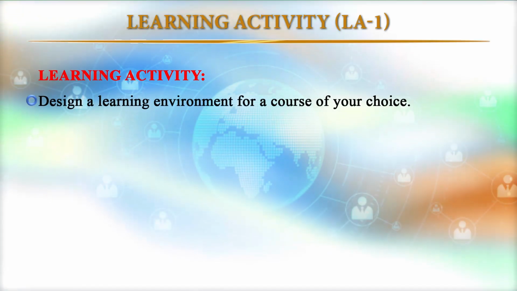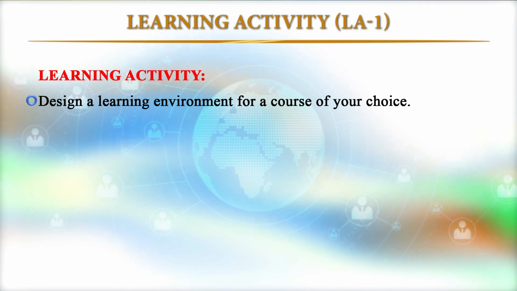In this video, we will see what the requirement of learning activity 1 is. Learning activity 1 talks about designing a learning environment for a course of your choice. The learners are asked to select any course of their own discipline. If they are in the discipline of education, they can select any one course from the education discipline, or if they belong to social science, they can select any course on a social science subject. So, designing a learning environment for a course of their choice.